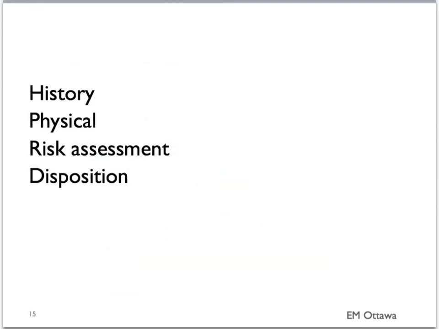In summary, we discuss how to assess the suicidal patient in the emergency department. We talk about history, including present and previous history, physical examination that may target some medical mimics, how to assess for risk, and how to disposition patient in the emergency department.